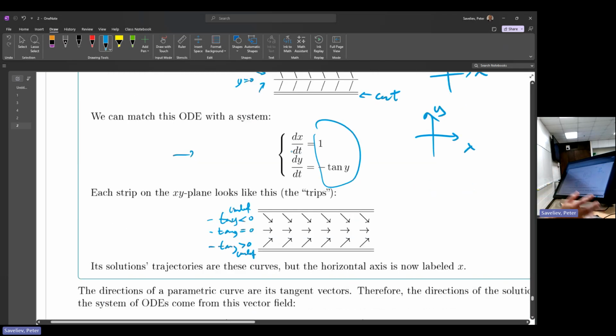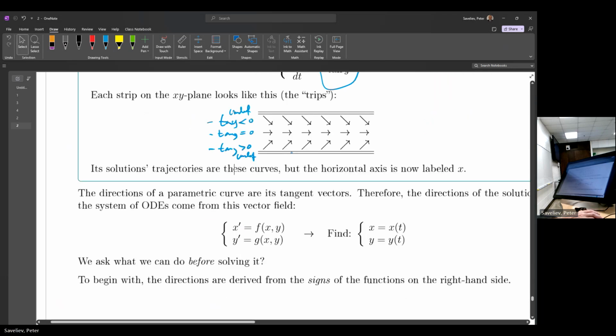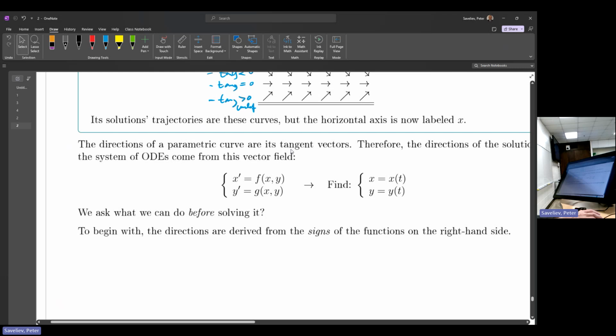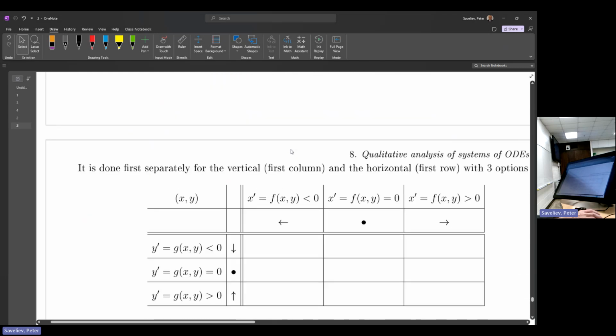The logic is the same. We are still taking the plane and cutting it into pieces wherever the function is undefined and wherever the right-hand side is equal to 0. That's where the change of behavior happens. So once again, wherever x prime is equal to 0, we are moving vertically, and wherever y prime is equal to 0, we are moving horizontally. Okay, so direction, that's what we need to find. Once again, if you want qualitative analysis, that's what it is.